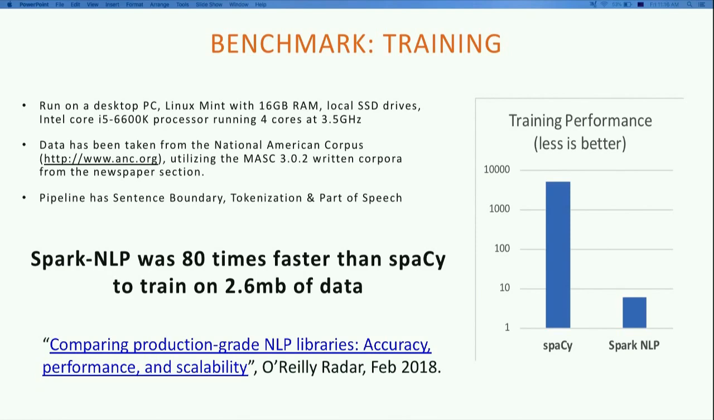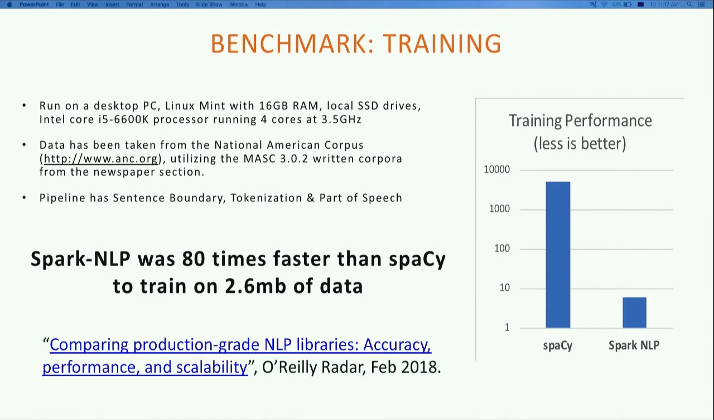This is a test we did on a single machine, a 16 gigabyte memory, 4-core Intel non-optimized CPU, so a very mid-range dev machine. It was a very simple pipeline: sentence boundary, tokenization, part of speech, and train your own model. And you can see the result. In most cases, depending on how much data, you get between 1 and 2 orders of magnitude speed up.